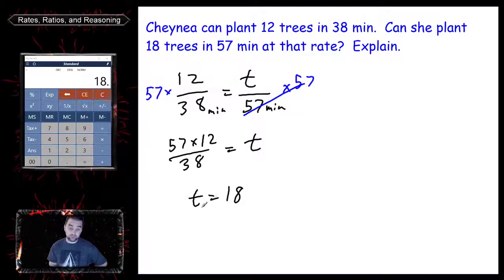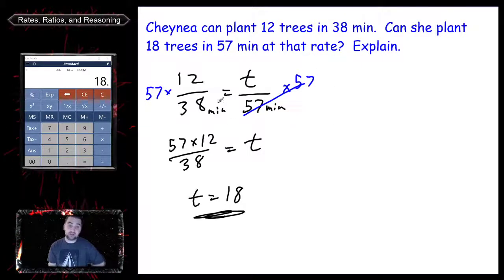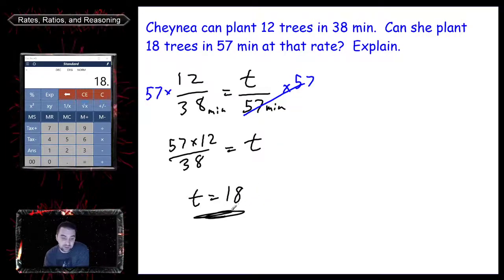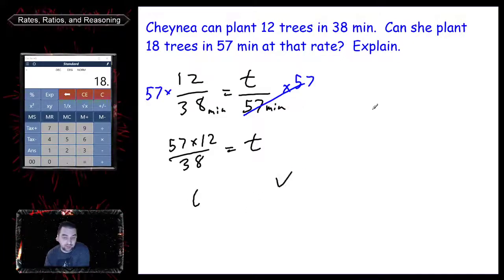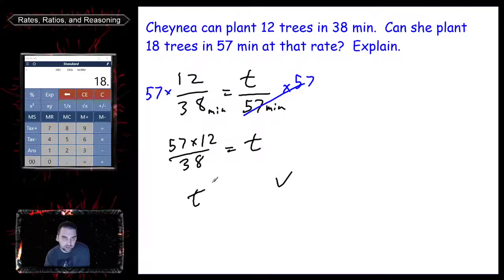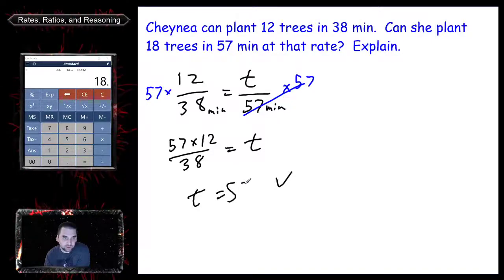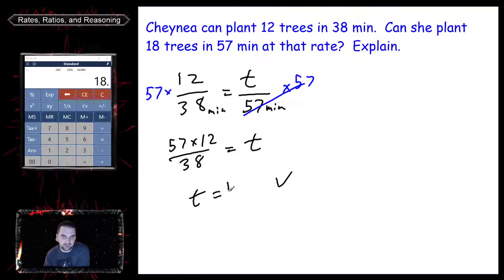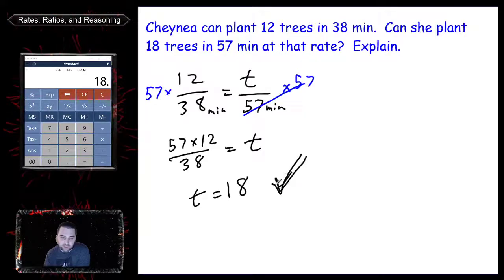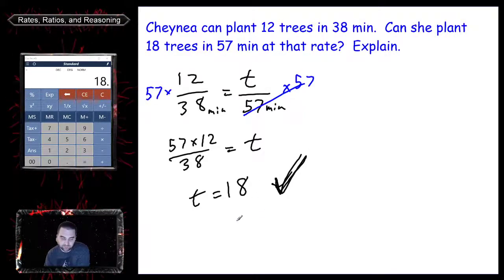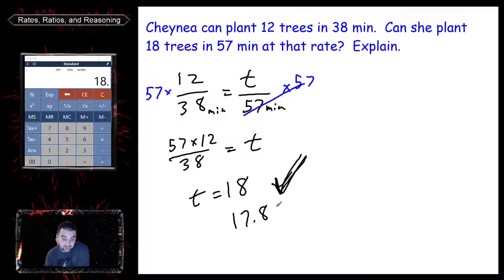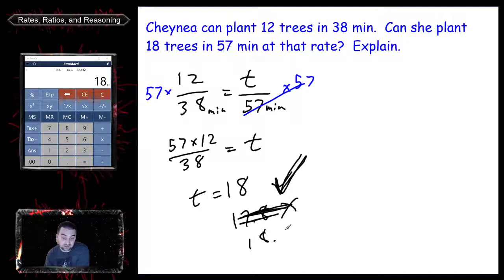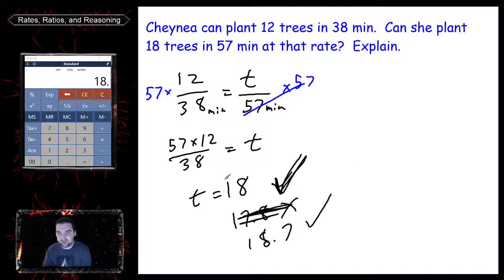So yeah, it turns out that she actually can plant 18 trees in 57 minutes. 18 exactly. If that had been anything larger than 18, then it would have been good. I've got to get my fingers to stop clicking that button. All right, so it did work out, and she can do that. And remember, if it was like 17.8 trees, that would have been a no. If it was greater than 18, like 18.7, that would have been a yes, because she can do at least 18.